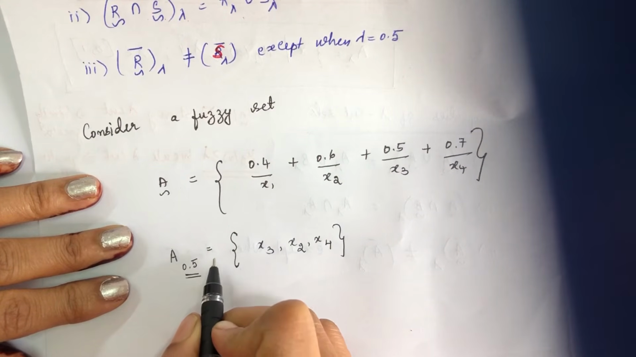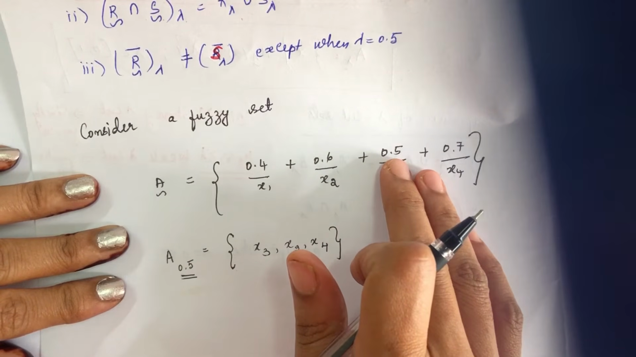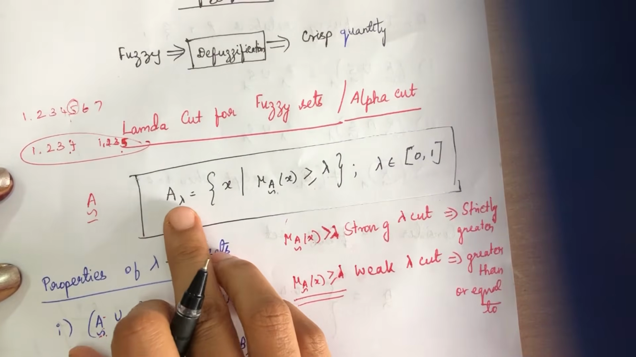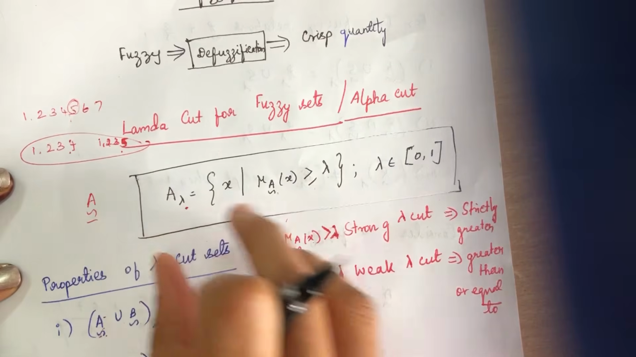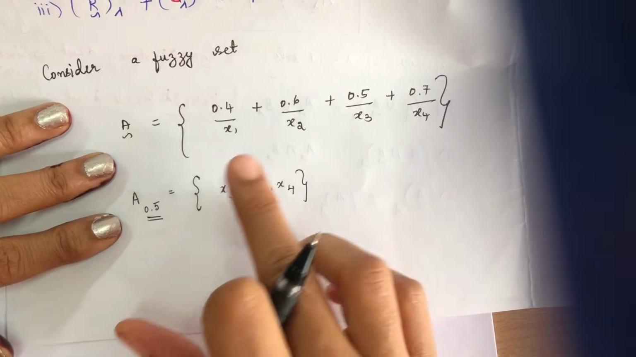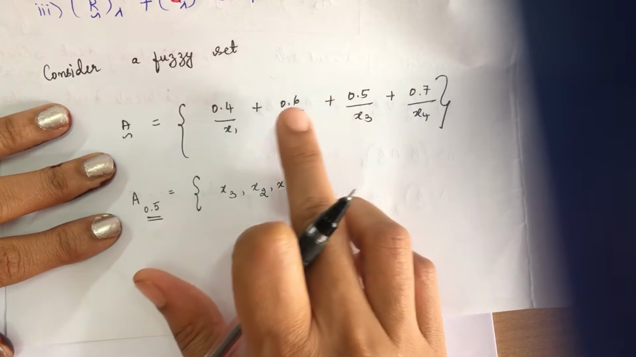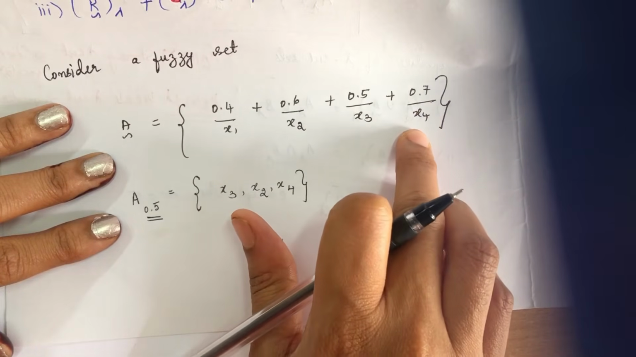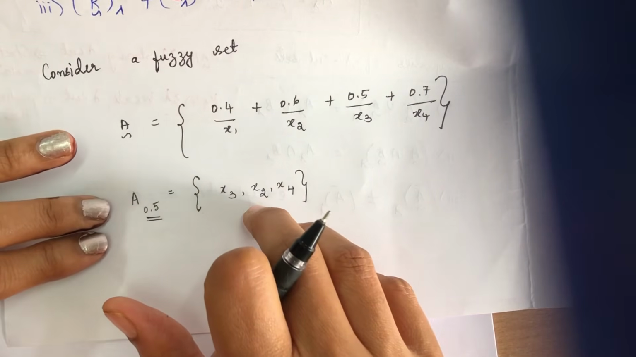So A 0.5 will be found by looking among the values for those whose membership value is greater than or equal to 0.5. As we have seen in the formula itself, A lambda consists of the elements whose membership value is greater than or equal to lambda, and these give you your crisp set values. So if 0.5 is given, what will be the crisp set values? You need to include x3 because it is greater than or equal to 0.5, and x2 because 0.6 is greater than or equal to 0.5, and x4 with 0.7. So this is how you convert a fuzzy set into a crisp set.